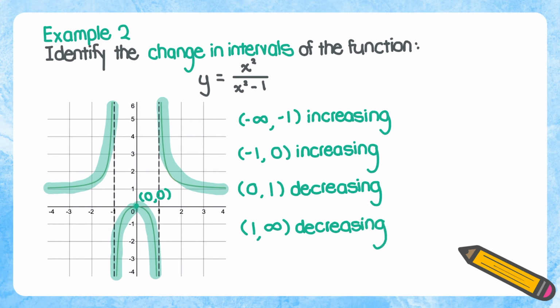So in this case, our function increases from negative infinity to negative 1, takes a little break, resumes right after negative 1, continues to increase until 0, and then starts decreasing until 1, takes a little break at 1, resumes right after 1, and continues decreasing all the way to positive infinity.